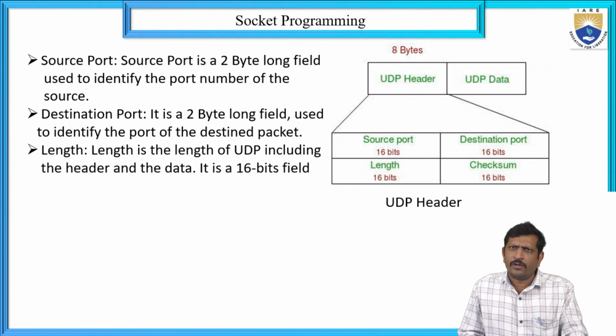The source port is a 2-byte long field used to identify the port number of the source. The destination port is also a 2-byte long field, which is used for identifying the destination port. That means it identifies to which destination the data is being transmitted. The data is coming from which source, that is identified by the source port number. So the data is coming from such and such port number, such and such device. The port number is identifying the source.